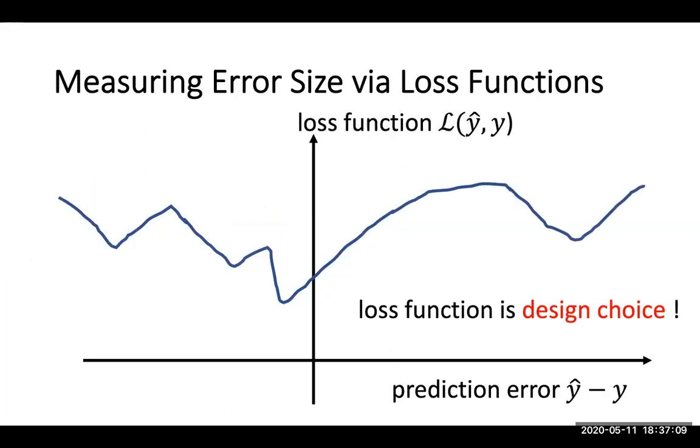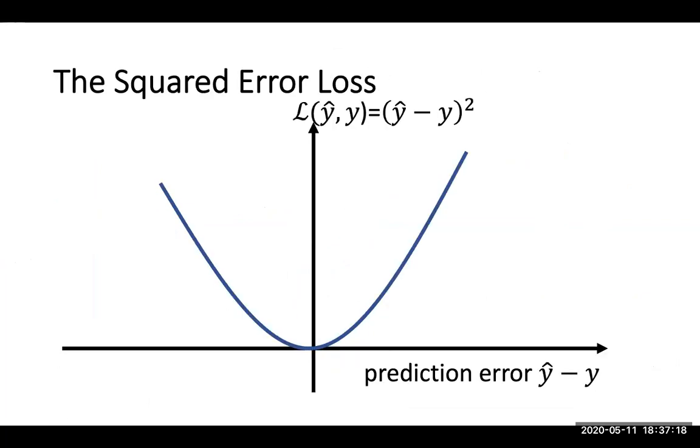Okay. So as I said, we can use any loss function, anything you want. However, there are a few choices that are very useful and can be widely applied. One such choice is the squared error loss, which takes the prediction error and just computes the square. So it's non-negative and it's symmetric.